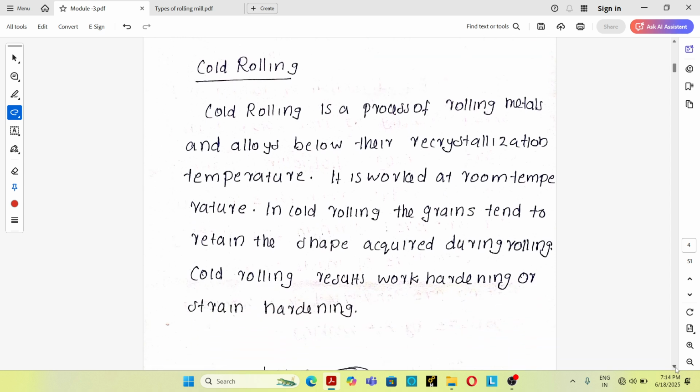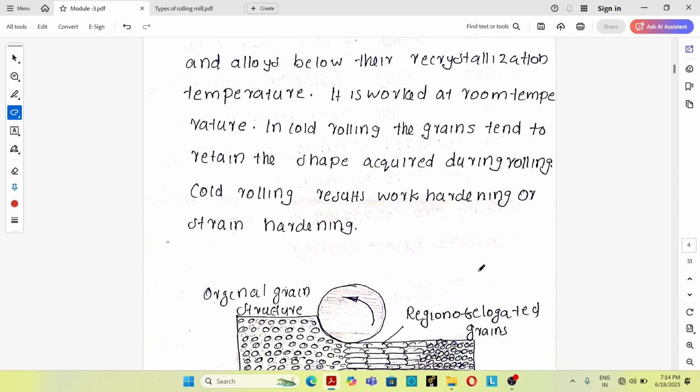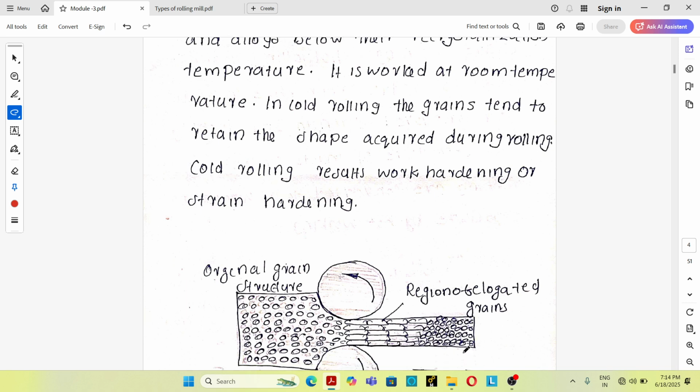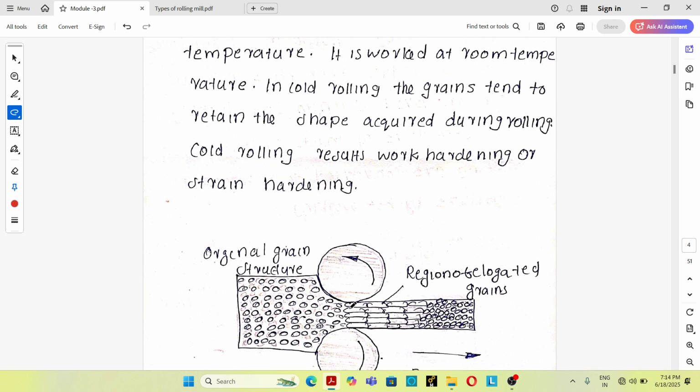In a cold rolling process, the material is heated below the recrystallization temperature, or otherwise the rolling takes place at room temperature. In cold rolling, the grains tend to retain their shape after the rolling process. After the stress zone, the grains elongate but retain the original shape after rolling.